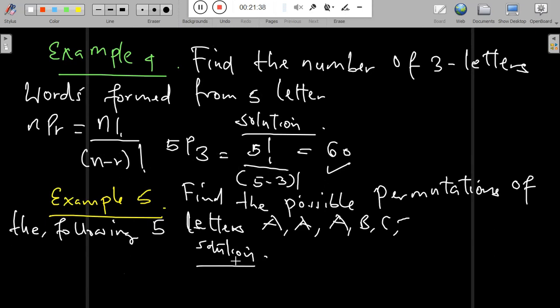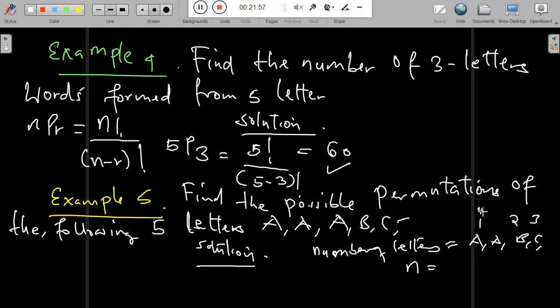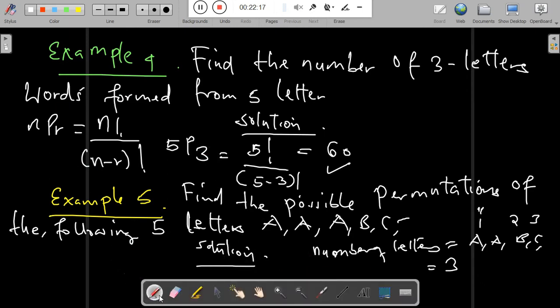For example, you are required to find the possible permutations of the following 5 letters, A, B, C. So the number of letters here is 5. But remember, we need to identify the number of letters that are not repeated among the given letters. So for that case, our r will be equal to 3, and n is the total number of observations, the 5 letters, the given sample data that we have.